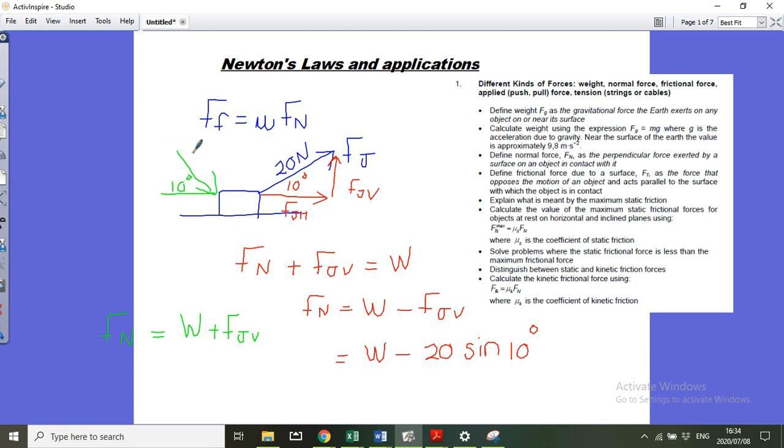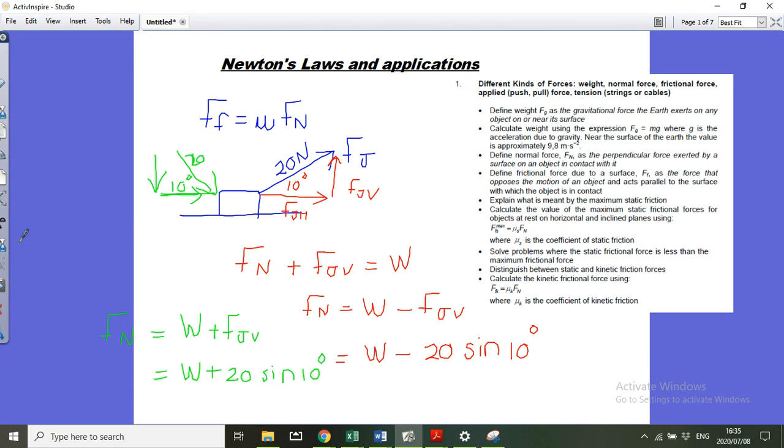So this force, the 20 newtons here, would again have a horizontal component and a vertical component. But this time it's pushing harder on the floor. So if you think about it logically again, we're going to add it to the weight. So that will then be W plus 20 sine 10 degrees. Okay, two ways of getting the normal force if there's extra forces acting on this object.